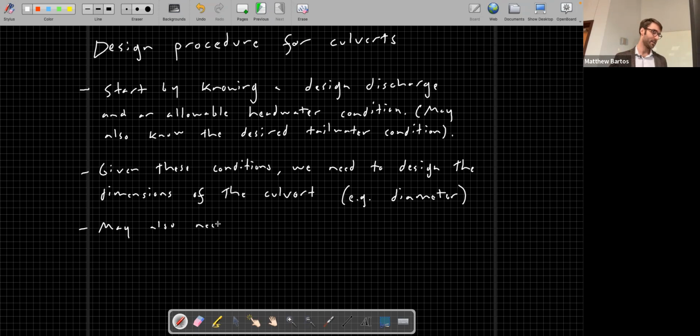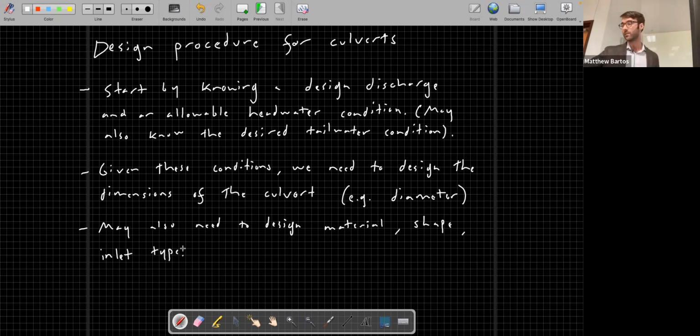So we may also need to design the material. What material is going to be used? This could be either concrete, corrugated aluminum, or some other type of material. We need to possibly design the shape, so whether it should be circular, a box culvert, or an arch culvert. And we may also need to design the inlet type as well.